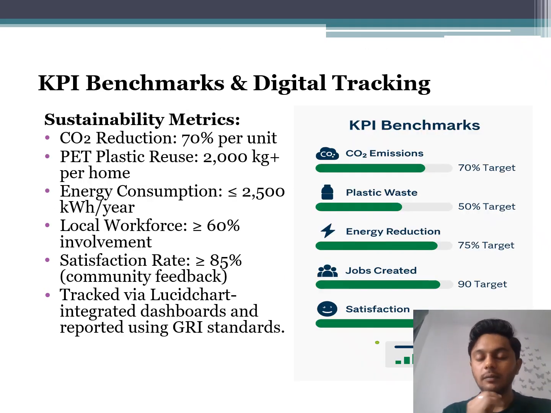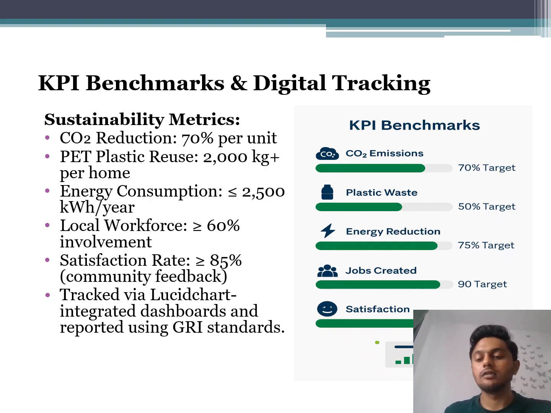Now let's talk about the KPI benchmark and digital tracking. First, the purpose of this project is to be sustainable. So we have to make sure that all the points are good and ready to begin with a sustainable project. So here are some sustainability metrics I'm going to talk about.